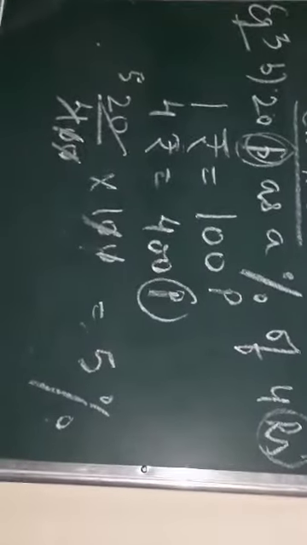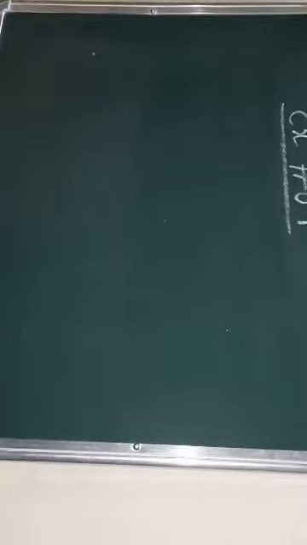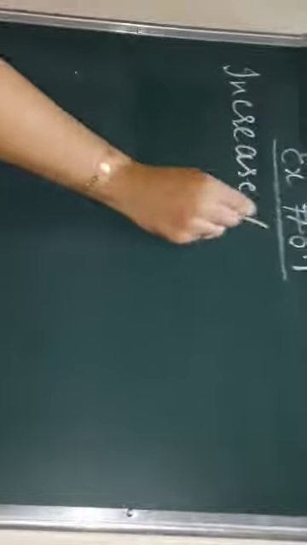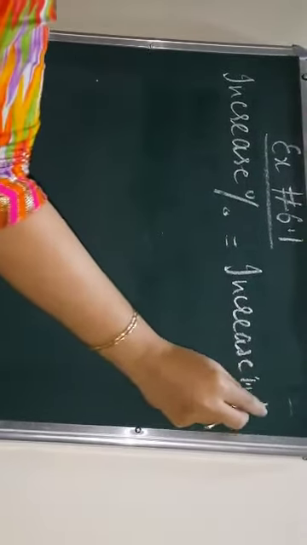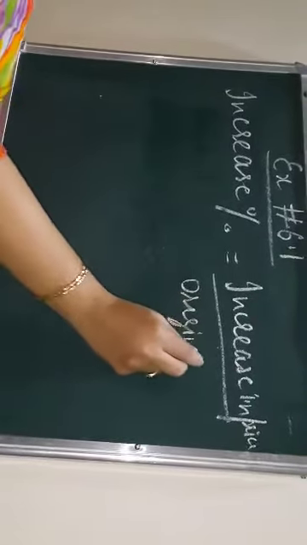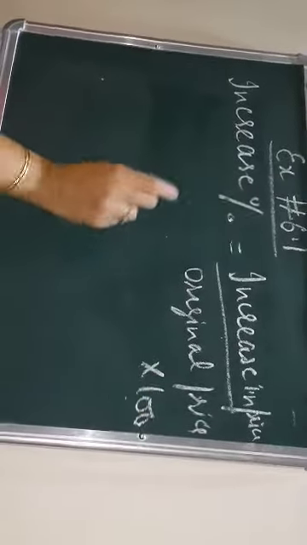Okay. Next is how to find increase percent or decrease percent. In a few of the questions it will be asked that so and so increase is there and find the increase percent. How much percent increase is there? So for that we have a formula: increase percent is increase in price upon original price into 100. Just write it.